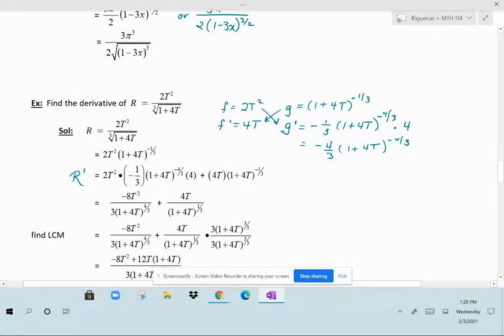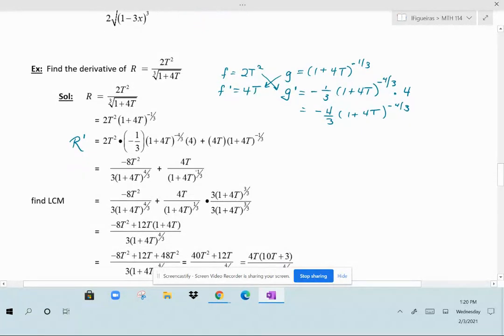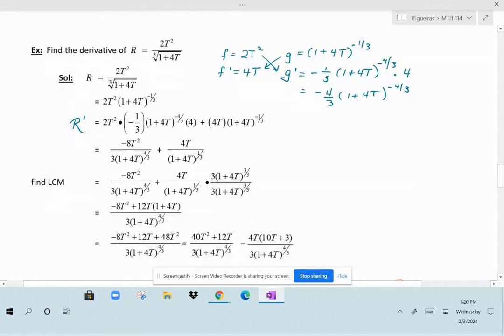But that means that I need a common denominator. So when you work with product rule to avoid quotient rule, you do have to do a little bit more algebra because now you have to find an LCD. And the lowest common multiple is the first one. It's 3, 1 plus 4t to the 4/3. So in order to get that into the second fraction, I have to multiply numerator and denominator by 3 times 1 plus 4t to the first power, which is the same as 3/3, so that I could add these exponents here. So that then gives me a common denominator on the next line.